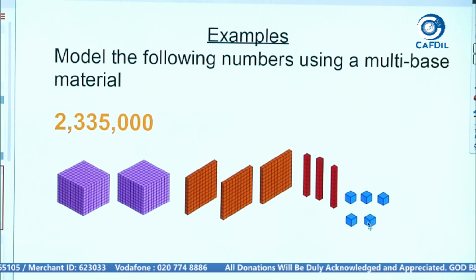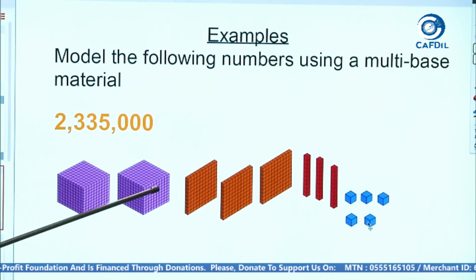And what is that number? 2,335,000. And with the 2 million, if we expand it, you see that we will have 2 million plus 300,000 plus 30,000 plus 5,000. So the 2 million, we want to model it. One of the block is 1 million. So the 2, it means we will need 2. So we have our 2 blocks here. Okay, now let's move to the next one.